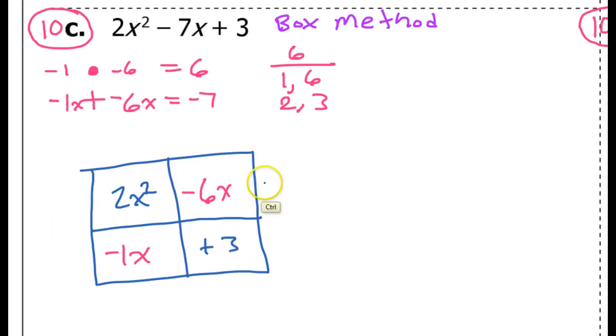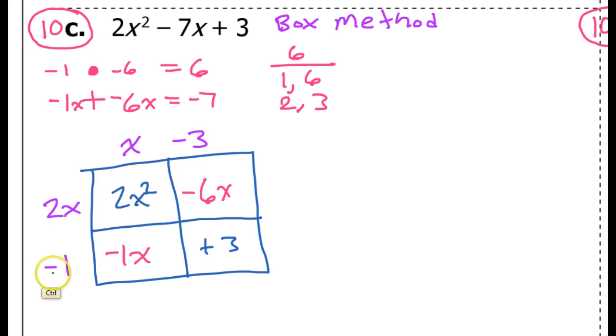So the GCF of the top row is 2x. The GCF of the bottom row is negative 1. Nothing divides into these, but since the first term is negative, I'm going to call it a negative 1. The GCF of the first column is x, and the GCF of the second column is negative 3. Again, I go with negative 3 because the first term is negative.